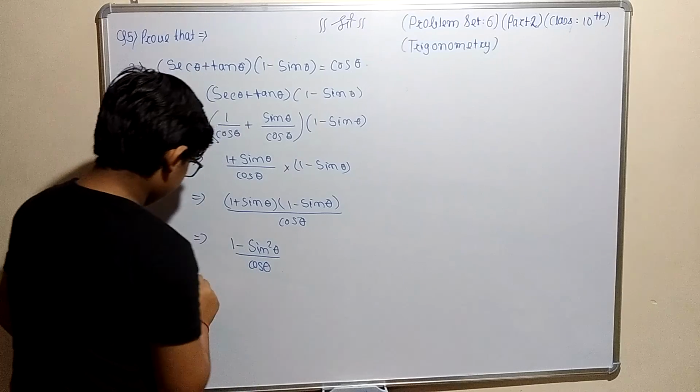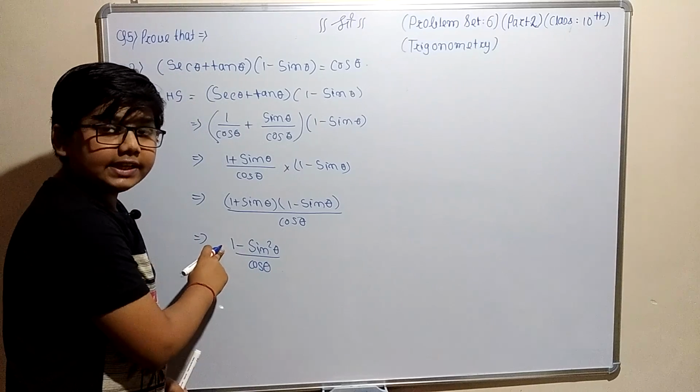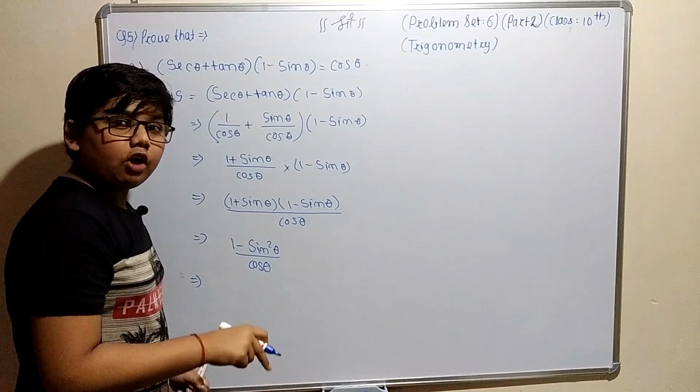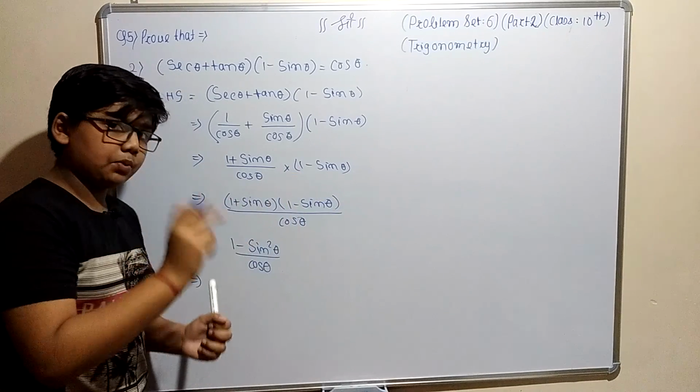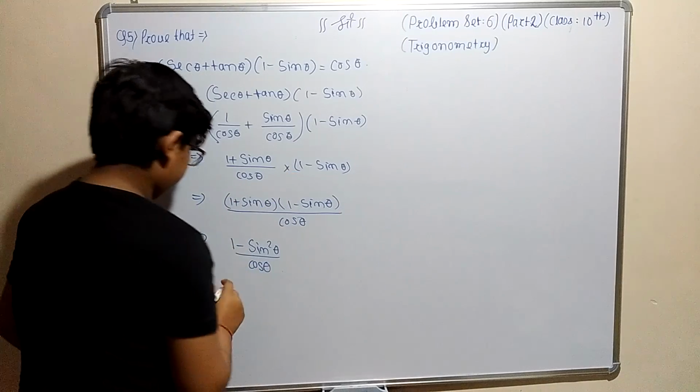Cos theta. Next step, 1 minus sin square theta. What is 1 minus sin square theta? Cos square theta, because sin square theta plus cos square theta equals 1. So we can say that 1 minus sin square theta is equal to cos square theta.